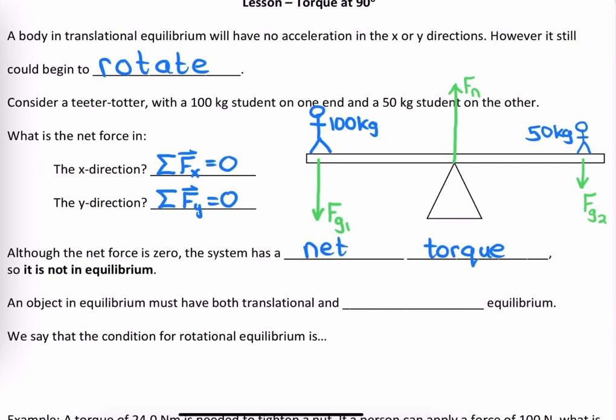So it is not in full equilibrium. It's in translational equilibrium because the sum of the forces is 0, but it's not in complete equilibrium, meaning it won't start to rotate, but it won't stay completely at rest. It may start to rotate. In order for a system to be in equilibrium, it must have both translational and rotational equilibrium.